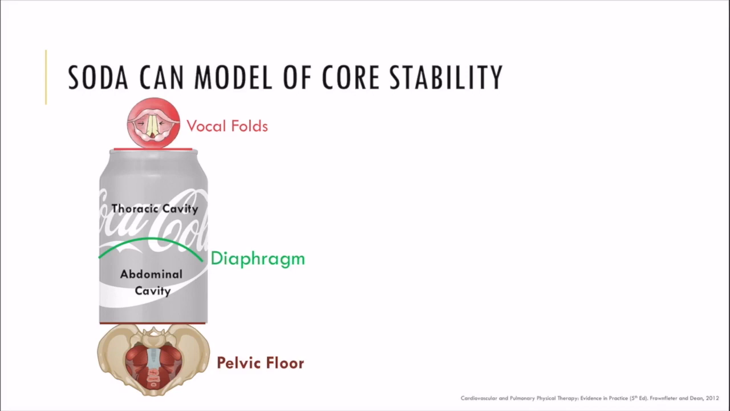which the picture has already given away the answer, but of course we have to have an external valve on the top as well. We close the bottom of our can with the pelvic floor, and we close the top of our can with our vocal folds. We have a pressurized can, and we can control those pressures by opening or closing our vocal folds, by contracting and activating our pelvic floor, and by activating and moving our diaphragm.